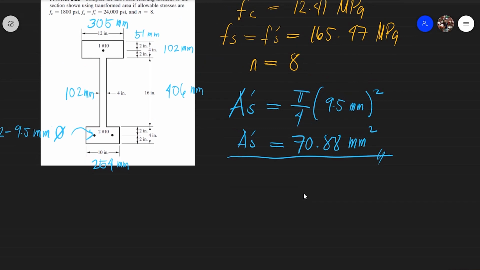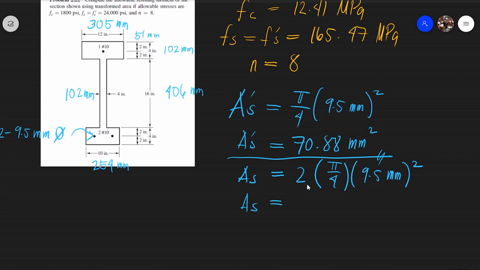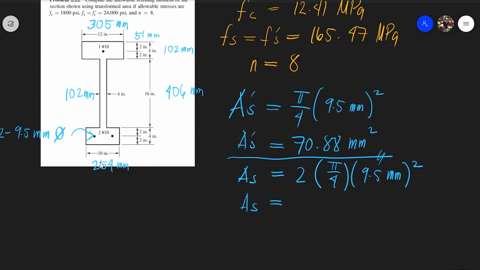Okay, next, we will solve for the value of AS. This was AS prime, now we solve for AS, in tension. There are two bars placed there, two bars of 9.5 mm diameter. So that would be 2 multiplied by pi over 4, the area of a circle, multiplied by 9.5 mm squared. So this is AS. Your AS therefore is equal to, your answer, yes, 141.76 mm squared.